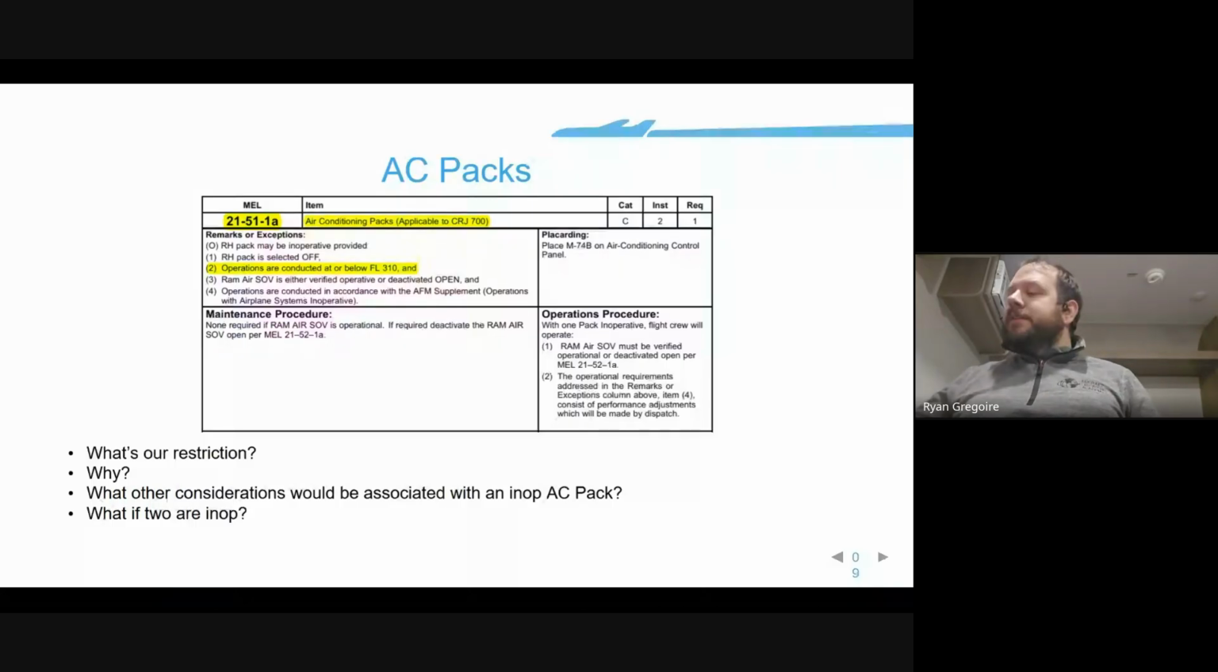Now, outside of these direct limitations that are put on the aircraft in the MEL, what are some other considerations that we might want to think about if we're dispatching an aircraft with an inoperative AC pack?